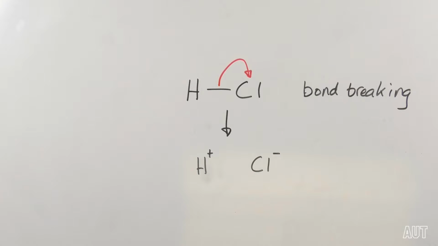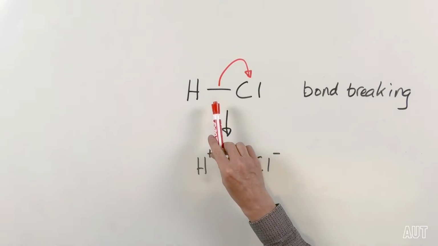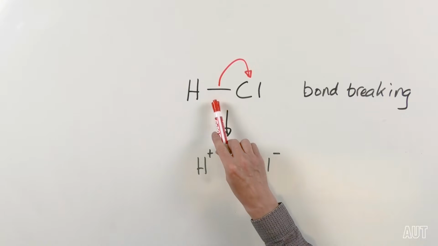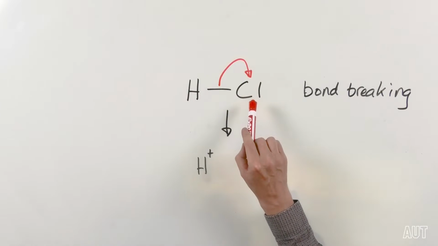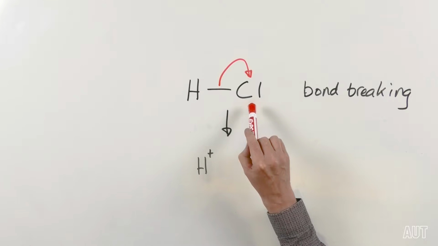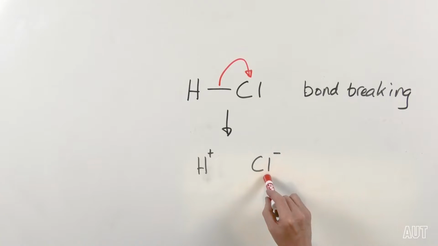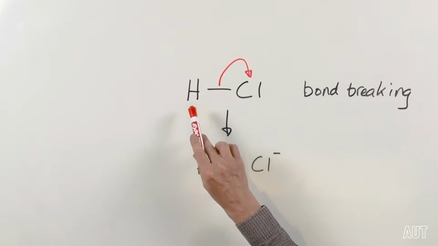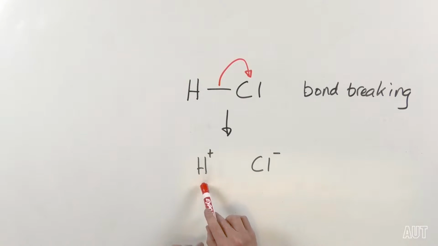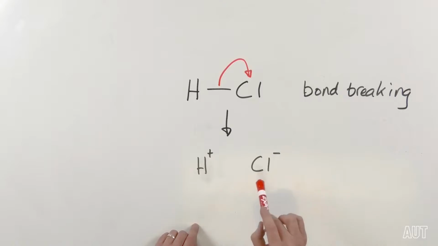Okay, so there's a little mechanistic step that we've drawn for the breaking of a single bond. Just to recap, we are taking that electron pair out of this bond and giving that electron pair to chlorine to make chloride. And when we do that, we're leaving the hydrogen electron deficient, so hydrogen ends up with a positive charge, and the chlorine ends up with a negative charge.